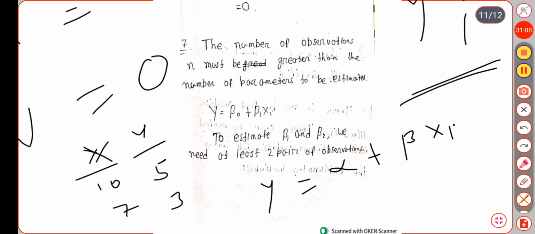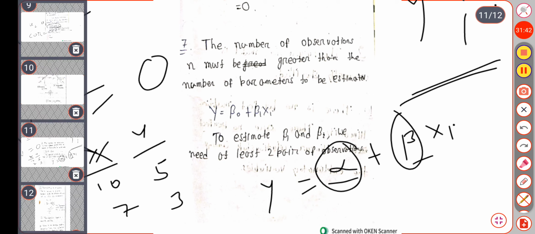Now here, how many parameters do I have to estimate? There are two parameters here that I have to estimate: one is alpha, one is beta. How many pairs of observations are given to me? Only 2 pairs of observations are given to me. If this is the case, we won't be able to estimate the parameters. That is a limitation here. So how many observations should have been given? At least 3 pairs of observations should have been given to calculate the parameters. This is the 7th assumption.